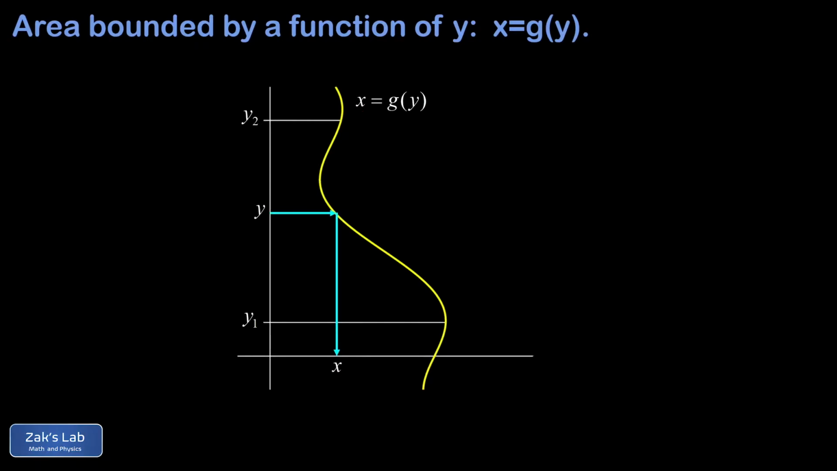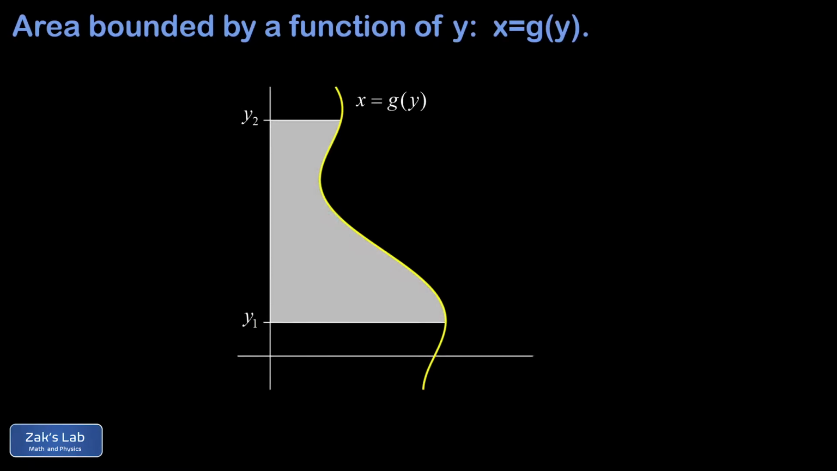Note that a function like this doesn't have to pass any vertical line test because we just require that each input y corresponds to a unique value of x. In other words, there's just one x for each y value. And that actually means that a function of y would pass a horizontal line test.